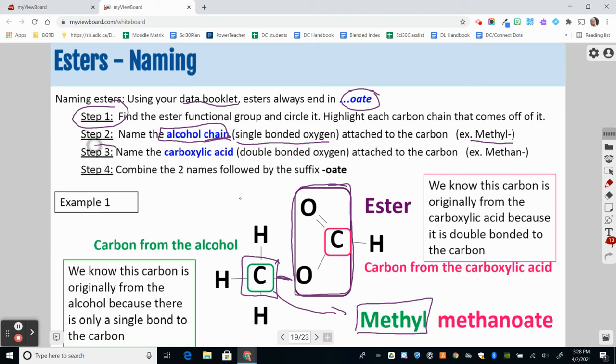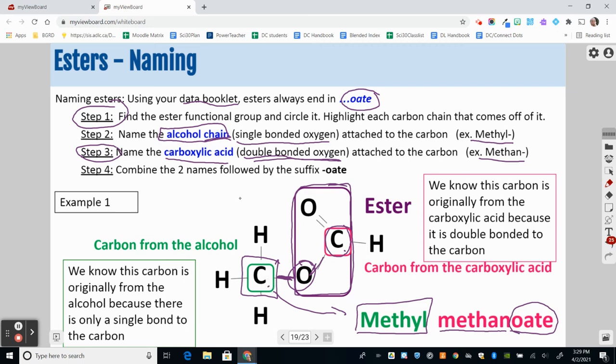And then step 3, you're going to name the carboxylic acid part, which is where the double bonded oxygen is. There's your double bonded oxygen carbon. There's only one carbon in this carbon chain too. So this is called meth, from that carbon chain. And then you add oate to the end of the second name. So methyl methanoate is how you would name this. You can think of it this way: find the carbon attached to the single bonded oxygen first.